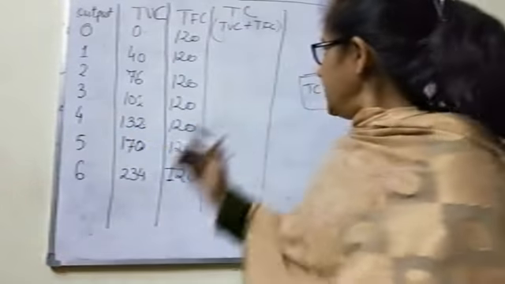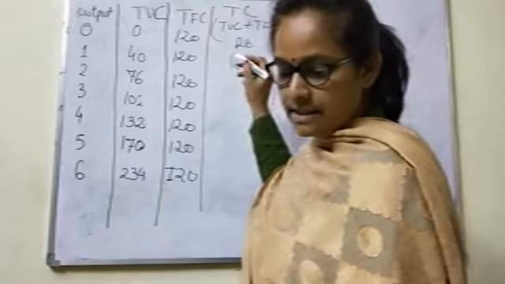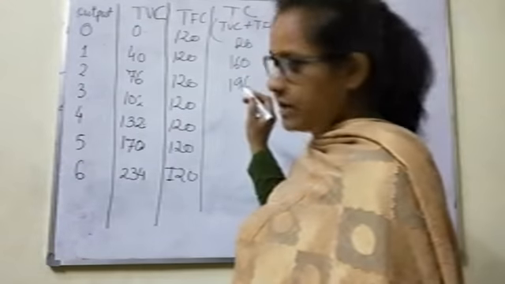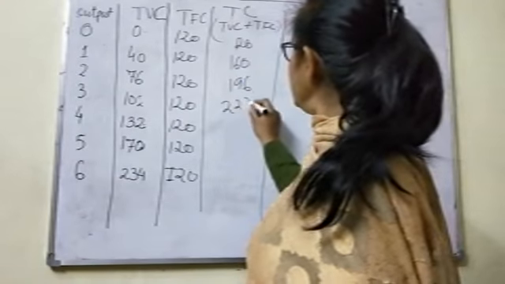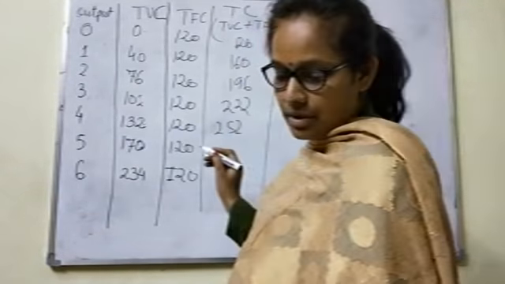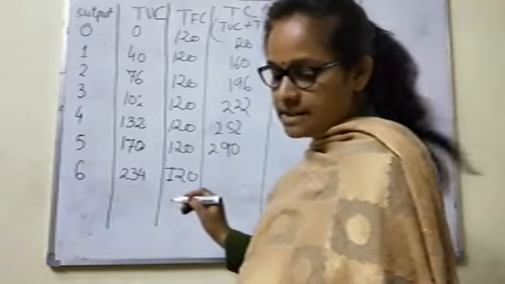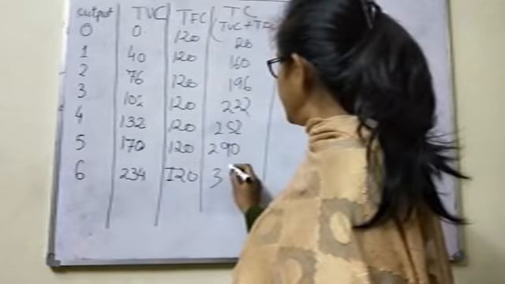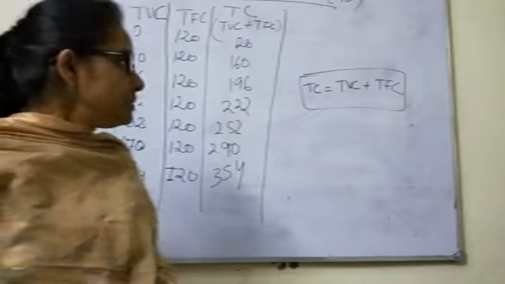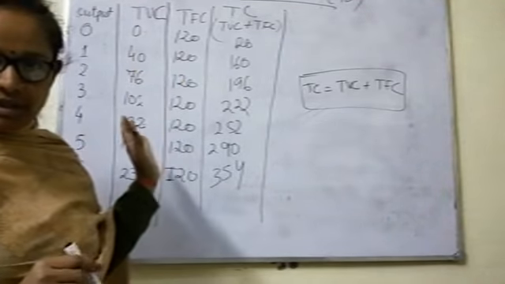So first one will be 120. Second one will be 160. Third one will be 196. Fourth one will be 222. Fifth one will be 252. Sixth one will be 290. Seventh one will be 354. This is your TC. Is it clear to all of you? This is your TC curve. Addition of both is your TC curve.